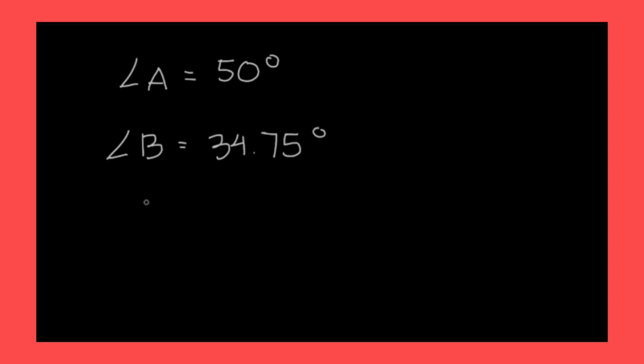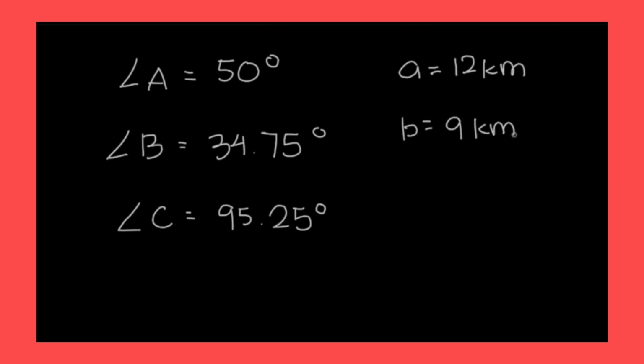Thus, angle A is 50 degrees, angle B is 34.75 degrees, and angle C is 95.25 degrees. Meanwhile, side A is 12 kilometers, side B is 9 kilometers, and side C is 15.6 kilometers.